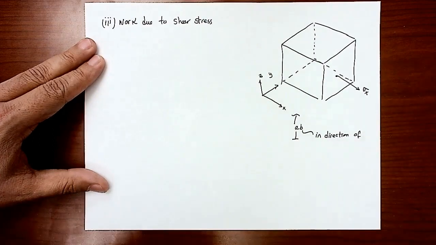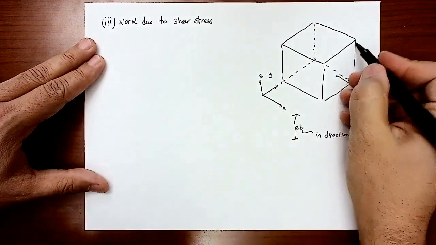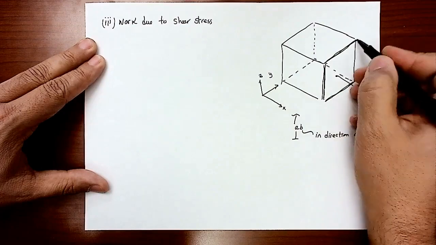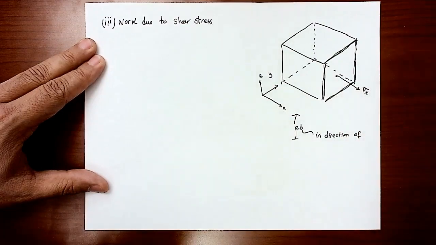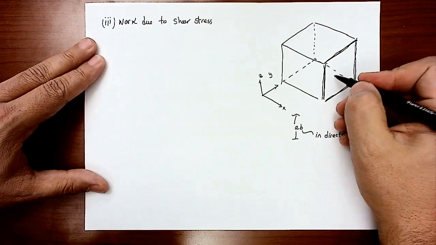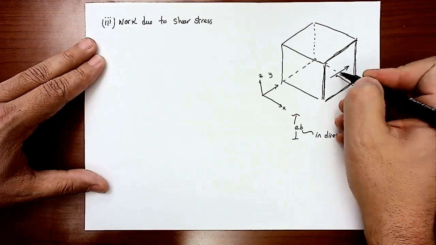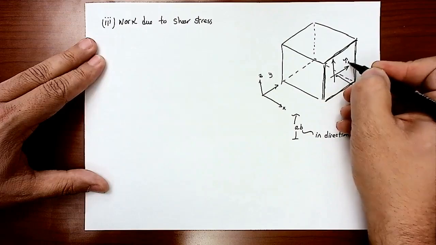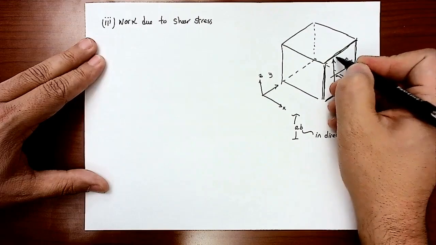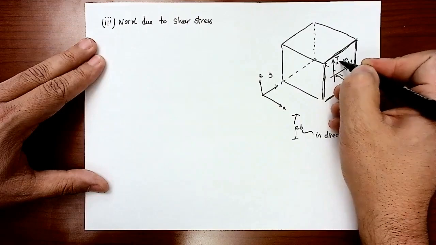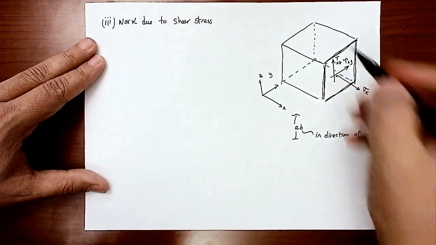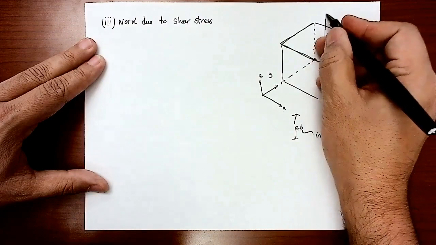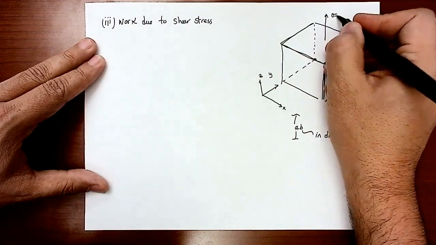So this face here is perpendicular to the x-axis, right? So I would have two shear stresses here. I would have one going this way, and one going this way. This is tau perpendicular to x in the y direction, and I would have this tau perpendicular to x in the z direction. If I pick the upper face here, I will have one normal force or normal stress, sigma z, right?